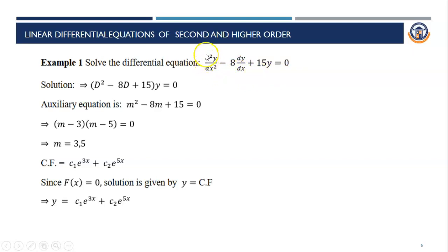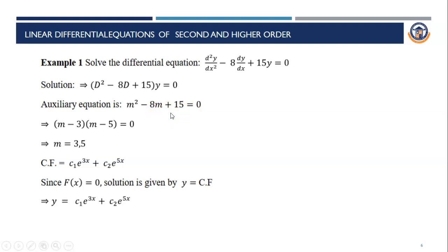So already we know d square by dx square is equal to d square, and d by dx is equal to d, and 15y. So commonly this equation can be written as d square y minus 8 dy plus 15y is equal to 0. In the solution we are taking y outside. So d square minus 8d plus 15 is equal to 0. And next we can write the auxiliary equation, d is equal to m: m square minus 8m plus 15 is equal to 0.